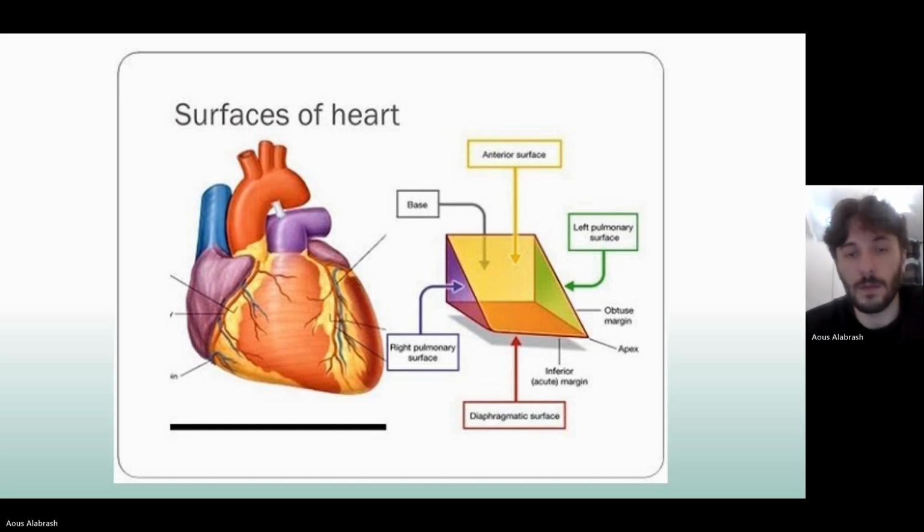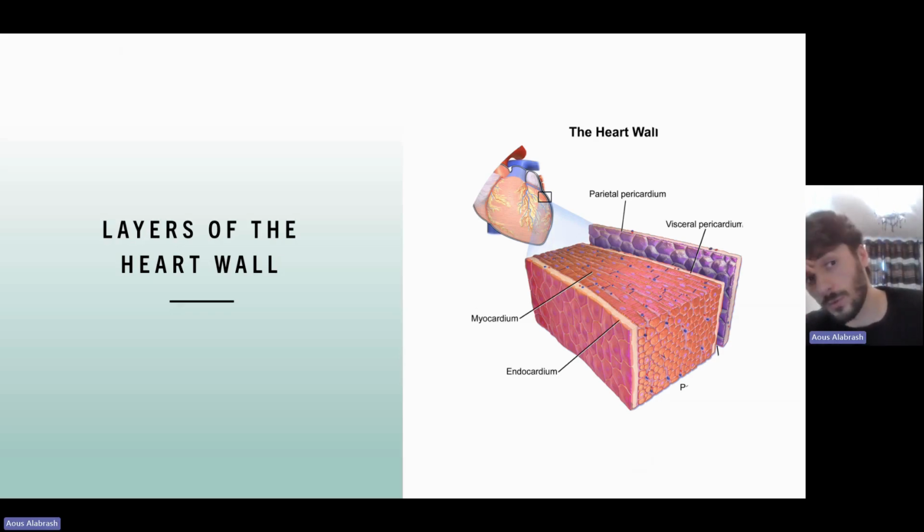Then we can go into the layers of the heart wall. This is closer to histology. However, if I remember correctly, there were questions also about the endocardium and so on. So you will go into more detail when you cover the other questions, which I think are covered by my colleagues in other videos. But in this question, it's sufficient to just say the basics.